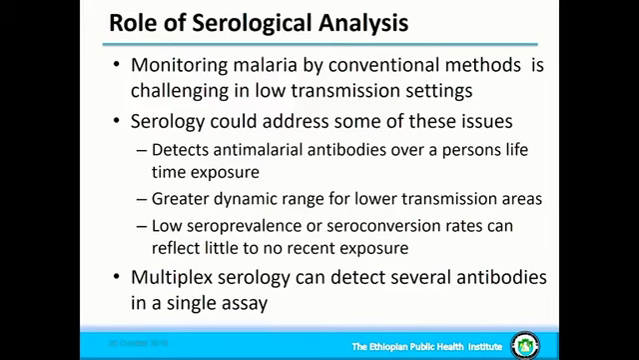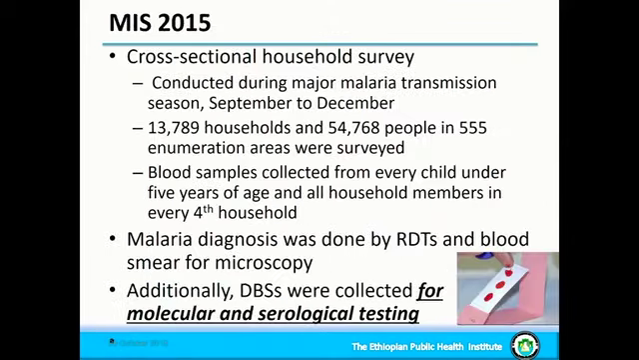So we have used serological methods. As I've said, using conventional methods may be challenging in low transmission settings like Ethiopia. Serology may detect antimalarial antibodies over a person's life, so it may show cumulative prevalence. Again, serology has greater utility in low transmission settings. Low seroprevalence or seroconversion rates may reflect the amount of exposure to malaria infection. Also, new methods like multiplex serology may help to detect several antibodies in one assay.